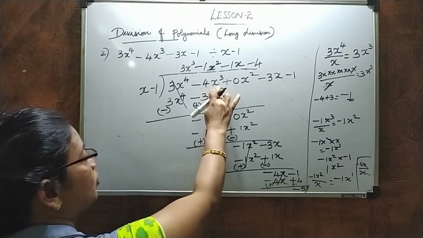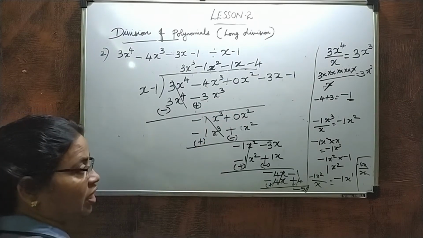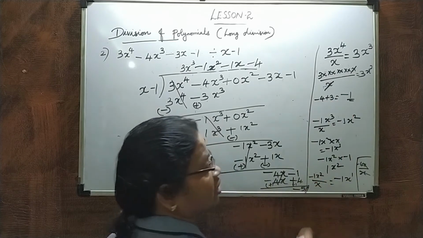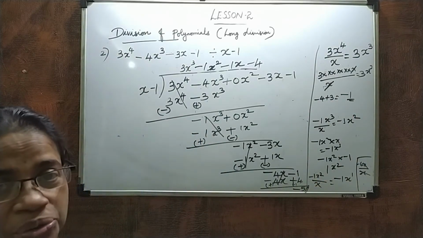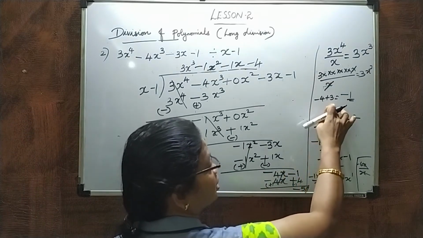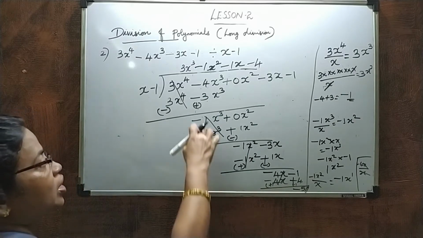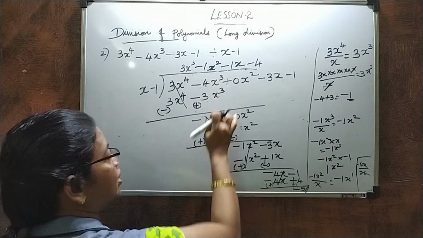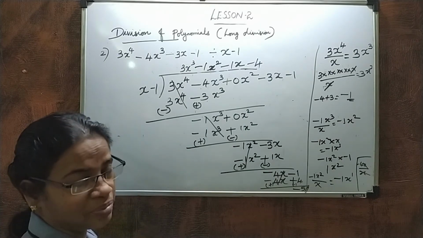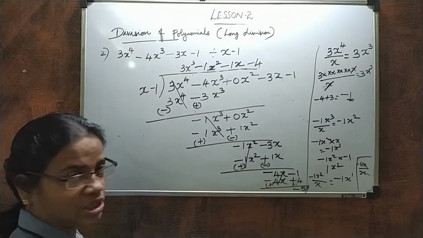Negative 4x cube plus 3x cube. Negative 4 plus 3 is addition with different signs. What do you have to do then? Subtract and put the bigger one's sign. Subtract 4 minus 3, bigger sign is negative. So, it will be negative 1. So, write the negative 1 here and then x cube. After subtraction, take the next term down. Here 0x square is there.